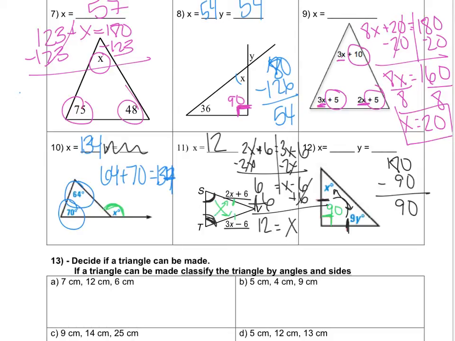So it's like you're just taking 90 and you're going to share it between these two angles. So you're going to do 90 divided by 2. 90 divided by 2 is 45. So that means x is 45. And if this angle down here is 45, you're going to do 9y equals 45. To solve for y, you're going to divide by 9 on both sides, and y equals 5.